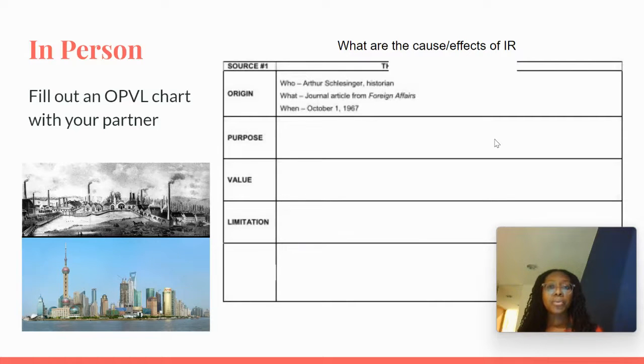One activity that I would have in person is analyzing the causes and effects of the Industrial Revolution. They're going to do this by analyzing pictures of the Industrial Revolution or any kind of art related to it, maybe a comparison between what was happening then and what's happening now. And then they're going to break that down, source by source.